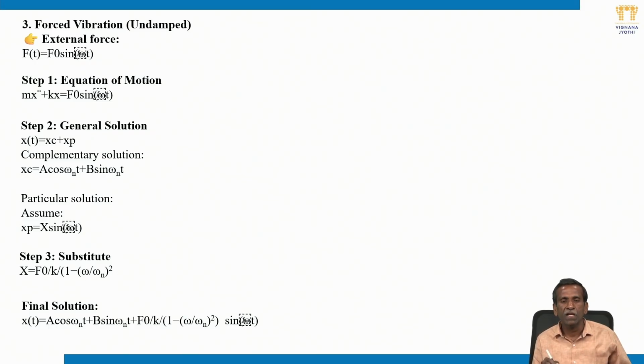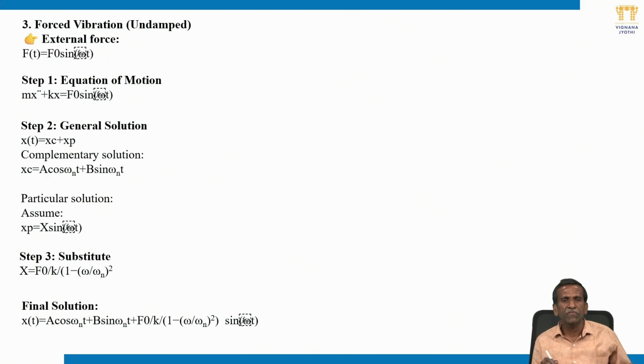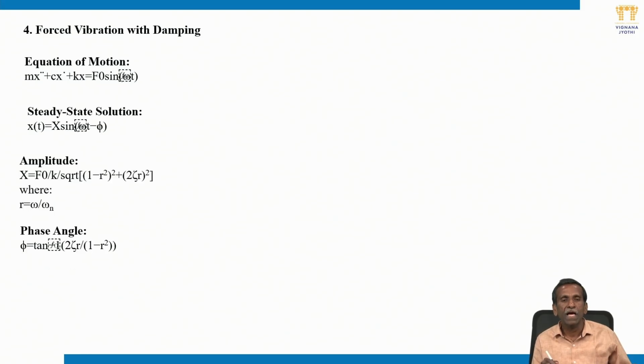We are using the notation (1 minus r square) into sin omega t. This is the form of solution. Now another case: previously we saw forced vibration with undamped. If you add the damping coefficient, the equation is subsequently written as m x double dot plus c x dot plus k x equal to F naught sin omega t.